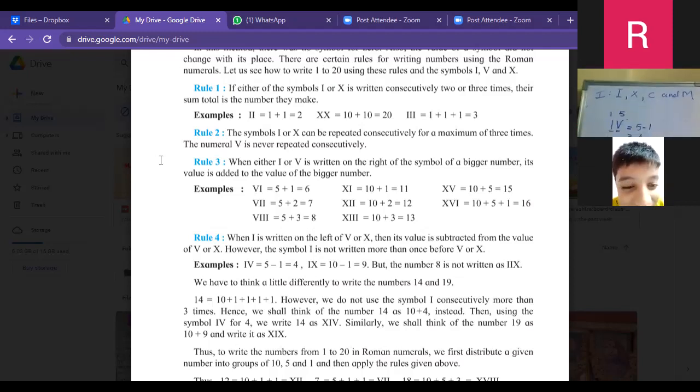All the rules clear? If a bigger number is there, listen. This is your bigger number. If a smaller number comes before the bigger number, then we have to subtract the smaller number from the bigger number, and then you will get the Roman numeral for that number. Clear?